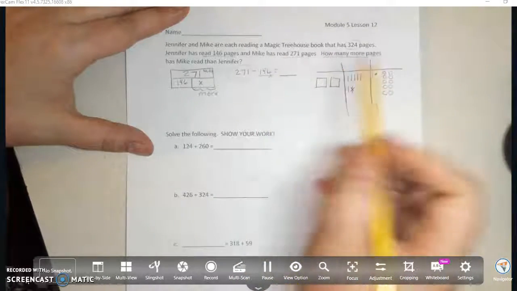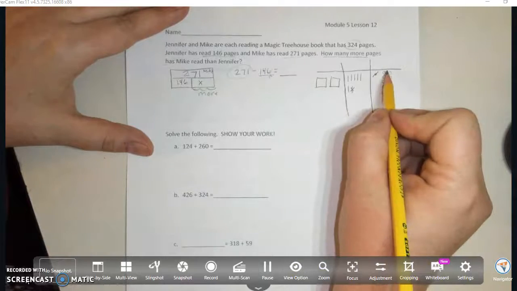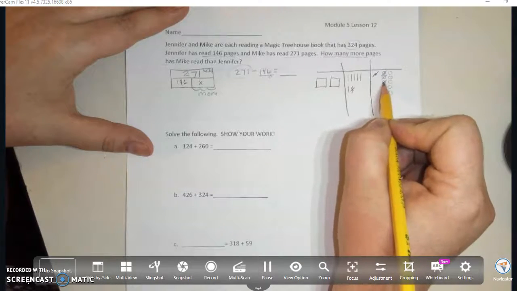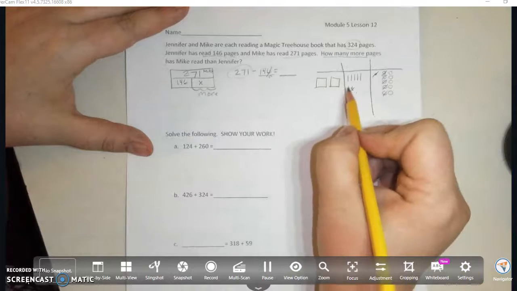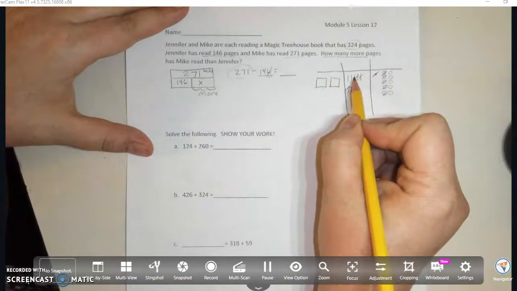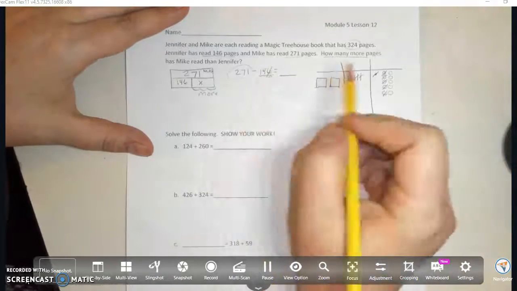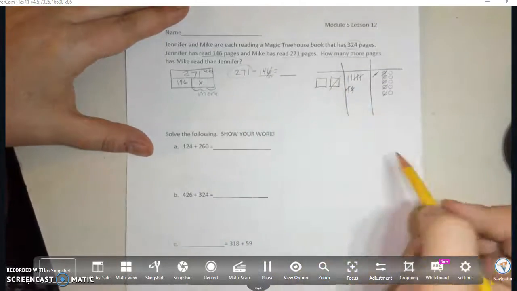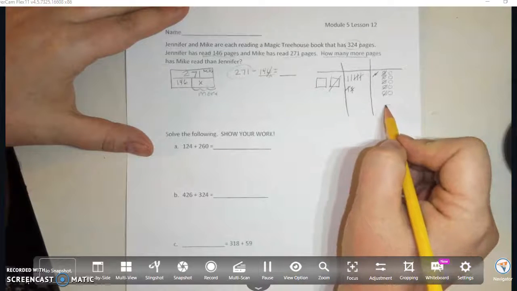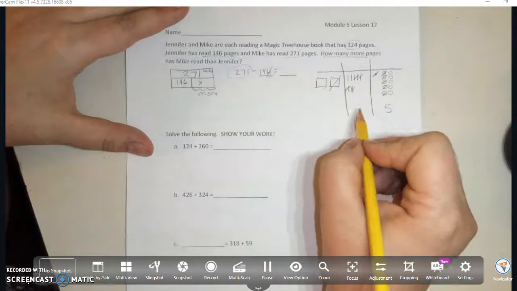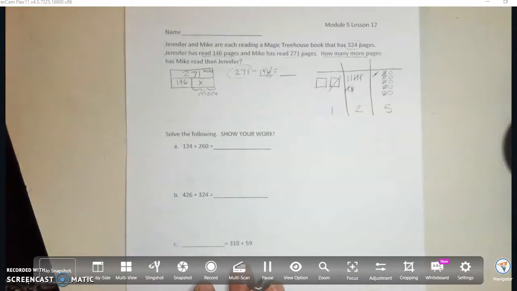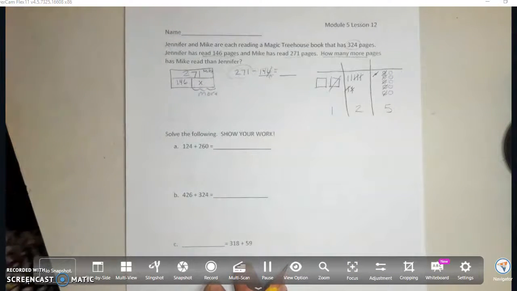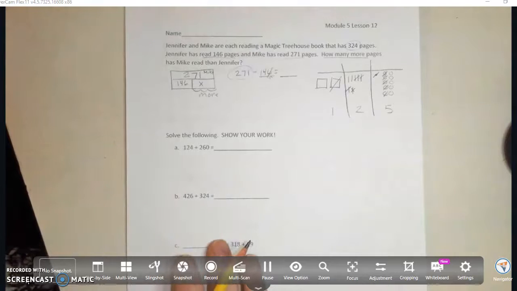We start with my 6, crossing them off neatly. 1, 2, 3, 4, 5, 6. And then my tens, 1, 2, 3, 4, and then my hundreds. And counting up what I have left, I have 5 ones, 2 tens, 1 hundred. That's using the place value method to solve my problem. We'll use other methods on other problems.